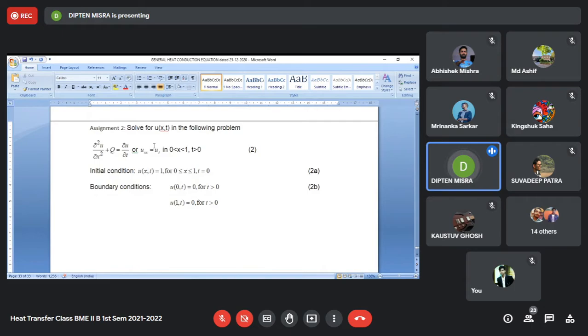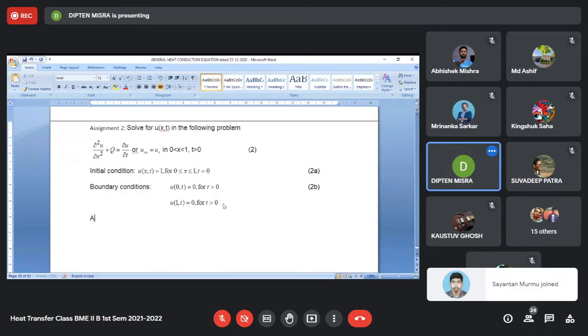So how to solve the problem for u as a function of x and time, the temperature as a function of x and time. I will just give you some hint on how to solve, and then you solve this problem. And then an identical problem I'd like to give.